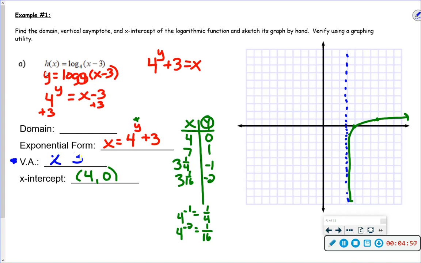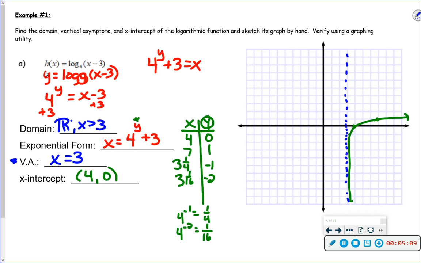And of course, now we can take a look at our domain. We are on the right side of 3. Our graph, our green piece of the graph is on the right of 3. So of course, my domain, I'm going to say all real numbers x is greater than 3. Notice I didn't say equal to 3, greater than 3. We're on the right side of 3. We're never actually going to land on 3.